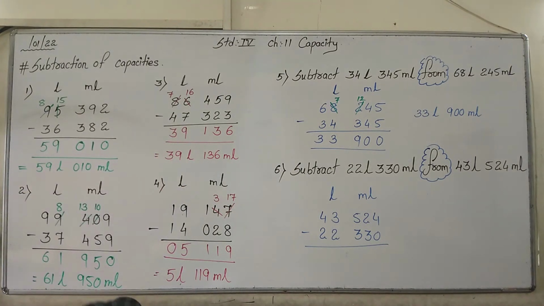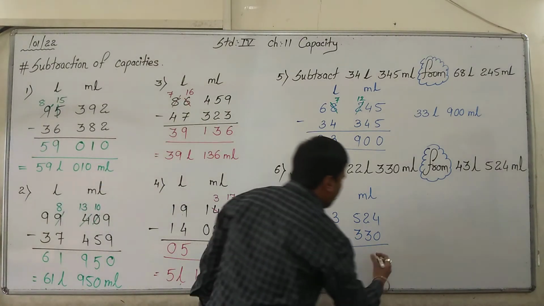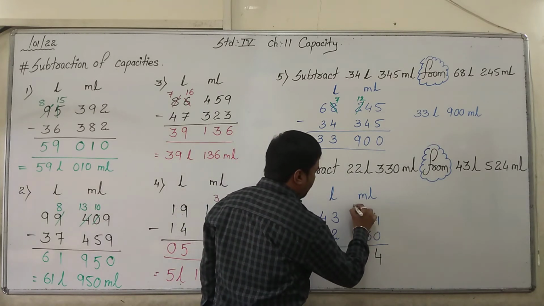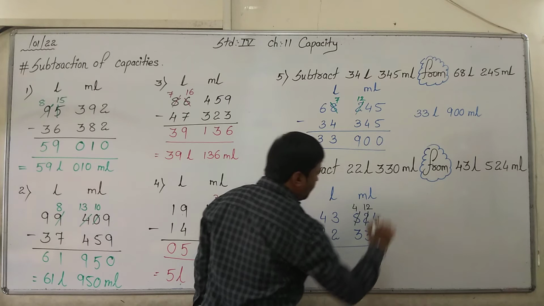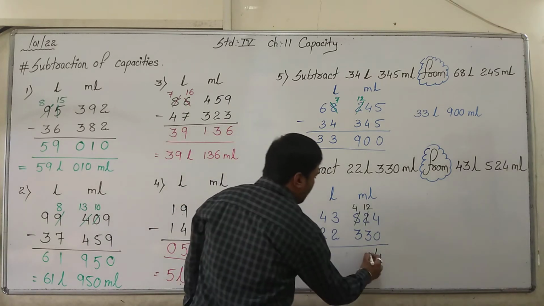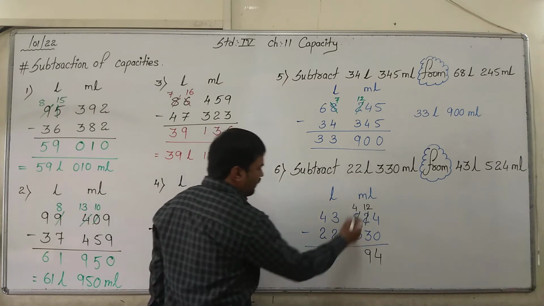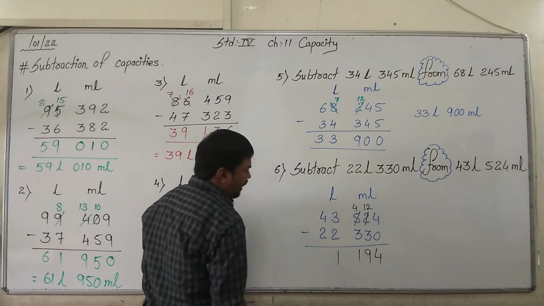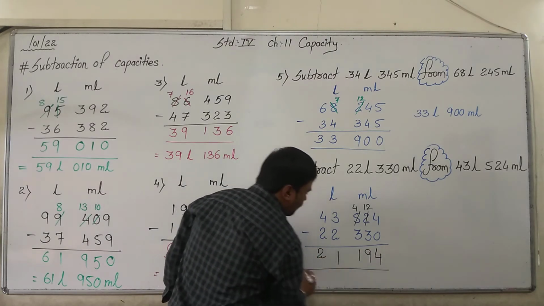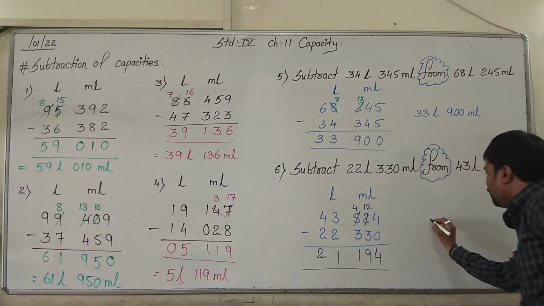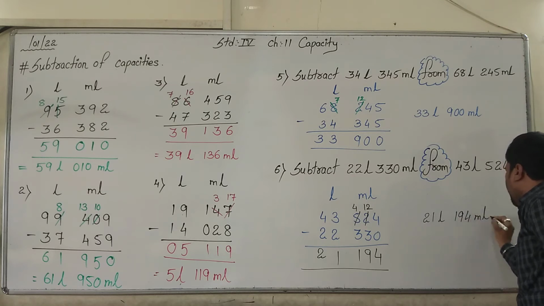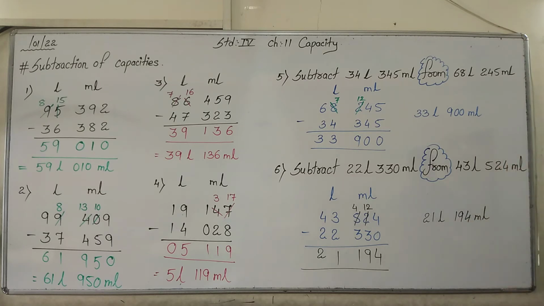4 minus 0, so it will be 4. 2 minus 3 is not possible. 5 will become 4, 2 will become 12. 12 minus 3 will be 9. 4 minus 3 will be 1. 3 minus 2 will be 1. And 4 minus 2 will be 2. So what will be the final answer? That will be 21 liters 194 ml. Right? So in this way we can subtract the capacities.